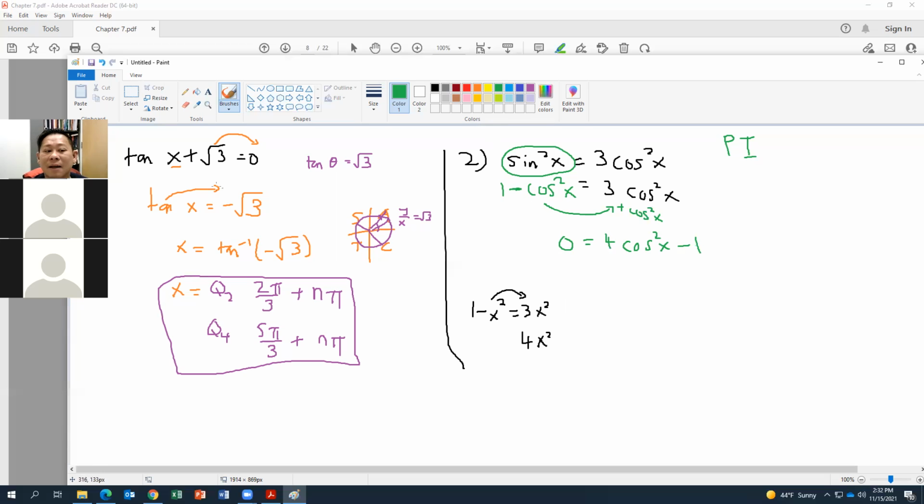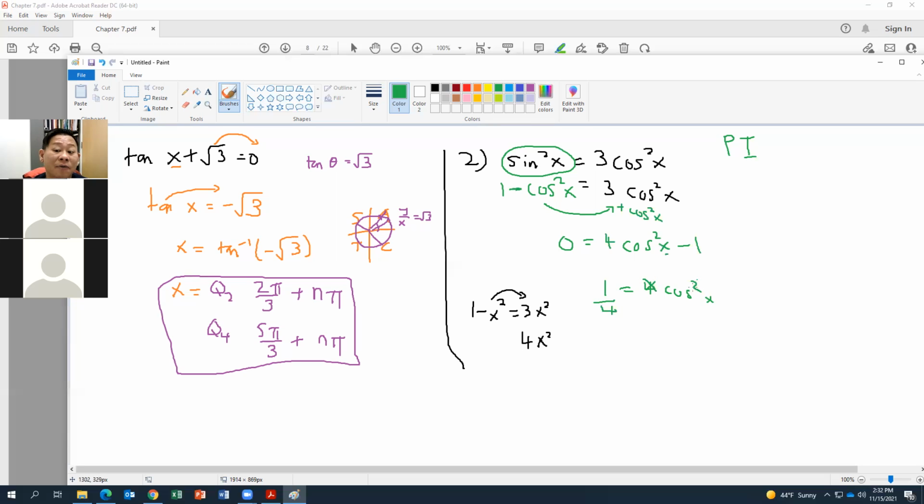So we have to solve this. Solving this is like solving number 1. So we want to make x by itself. So we move the 1 over back here, so it becomes 1 over 4 cosine square x. And then we divide this by 4.